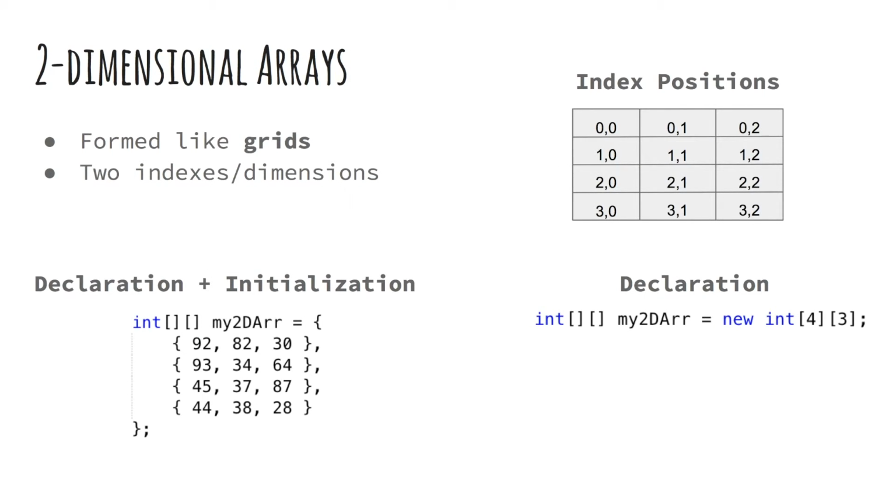Unlike the single-dimensional arrays we've been dealing with in the rest of this video, two-dimensional arrays have two index positions rather than one. This is what makes the array in two dimensions. As you can see by our index position illustration, 2D arrays are formed as grids and are still numbered from 0 to n minus 1. Initialization and declaration are a bit different than with single-dimensional arrays as well.